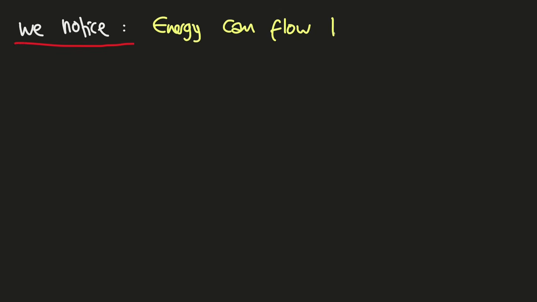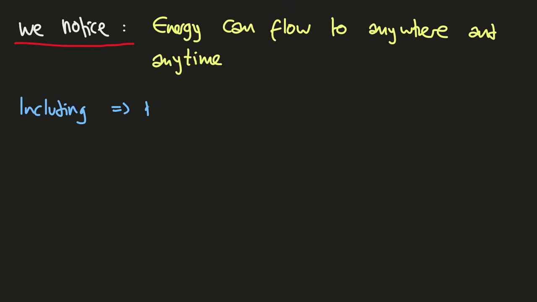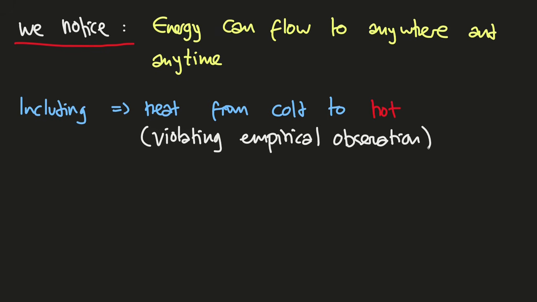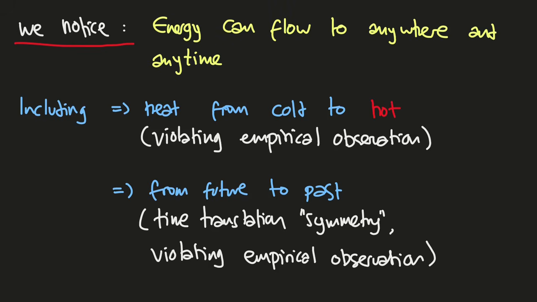Until this section, we noticed that energy can flow anywhere, anytime. Anyway, this statement includes that heat can transfer from cold to hot, which violates empirical observation. And the second, it can flow from future to past because of time translation symmetry, and of course, it violates empirical observation. These two considerations will be our discussion in the next video.